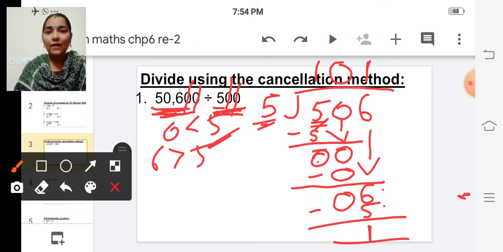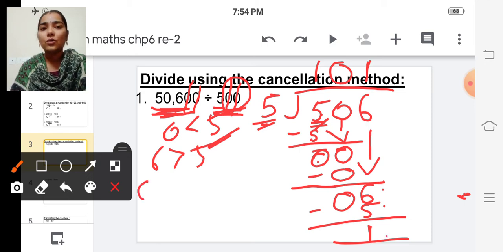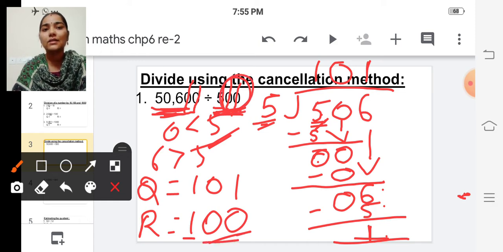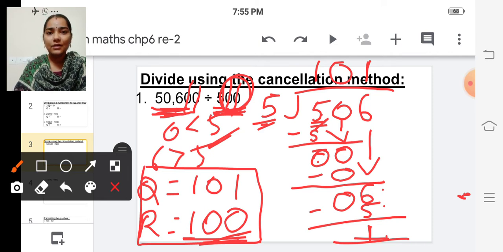And now we have to add these 2 zeros, isn't it? Because we have cancelled 2 zeros in the first step, so we have to add 2 zeros to the remainder. So the quotient is 101 and the remainder is 100. Write 1 here, and these 2 zeros we cancelled in the first step, so we add them to the remainder. So the quotient is 101 and the remainder is 100.